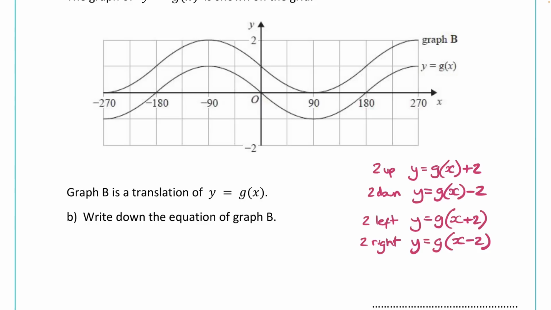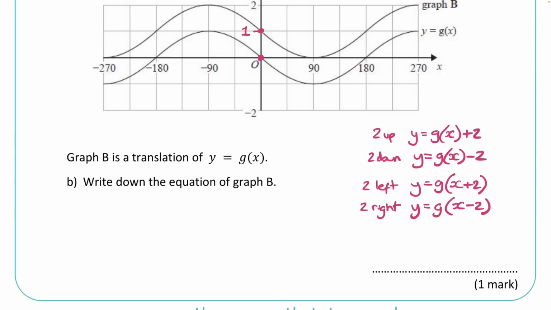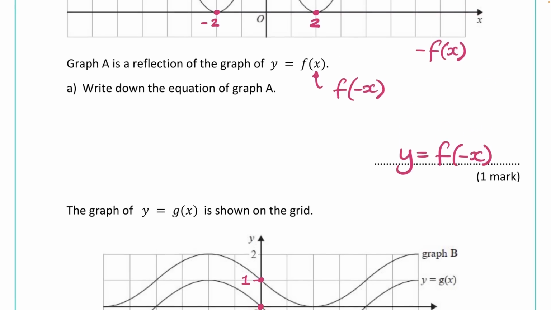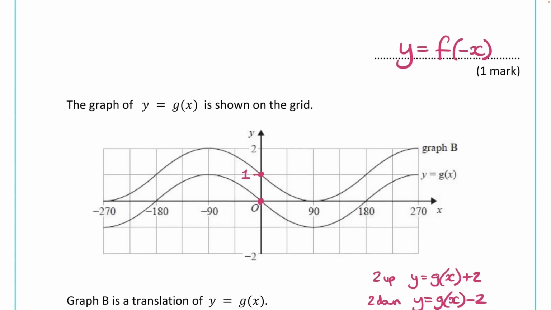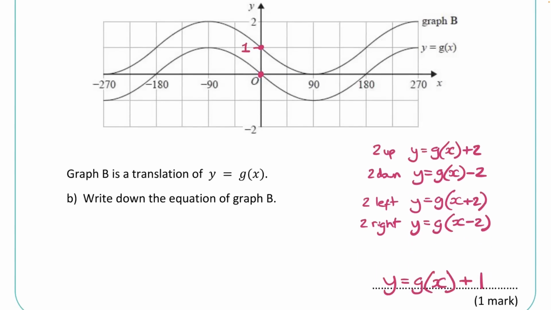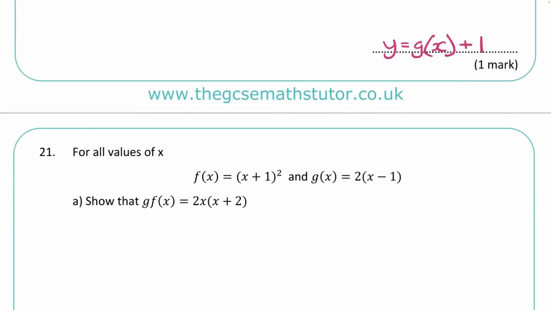Now this particular one, it's going from 0 up to 1 there. So that's just between 0 and 2, so it's gone up by 1. So this is a translation where it has gone up by 1 to get to graph B. So up by 1 is outside the bracket, so g of x plus 1. There we go, and there's our new equation where it's just gone up by 1. And there we go, there are some graph transformations where we had the reflections, and we've also talked about those translations. And there we go, y equals g of x plus 1.